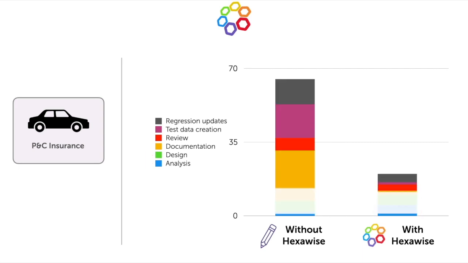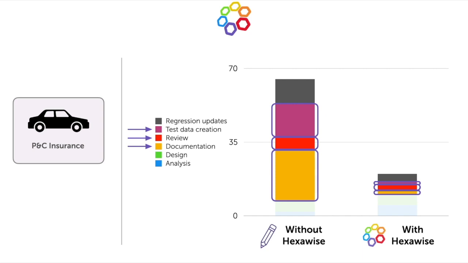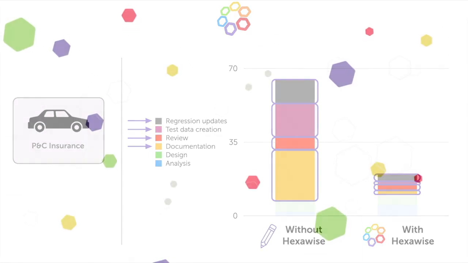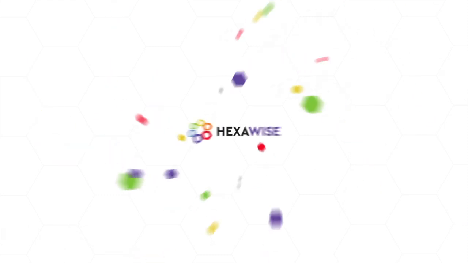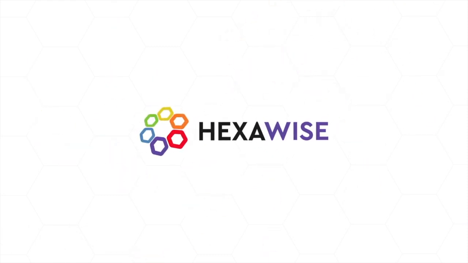However, the team spent significantly less time with Hexawise in numerous key areas during test planning, including less time and effort spent during test documentation using Hexawise's autoscripts, during test review with Hexawise's clear, insightful coverage reports, during test data creation, and during the process to making updates to regression tests, because changes to the inputs model results in instant updates to tests. Every time you use Hexawise, you will realize significant time and effort savings during the test planning phase.